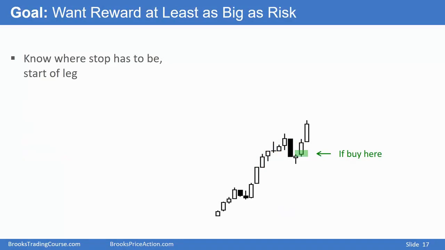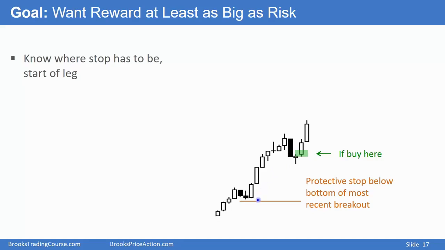I think it's very important to always know where your stop has to be. And if unclear, put it way down, the start of the bull leg, maybe the start of the entire bull trend here. But we have a bull breakout here, and then we have a pullback. If I'm buying here, we may pull back for a couple more legs down. So I don't want to put my stop below there. I would put my stop below this bear bar here, below the bottom of this bull breakout.